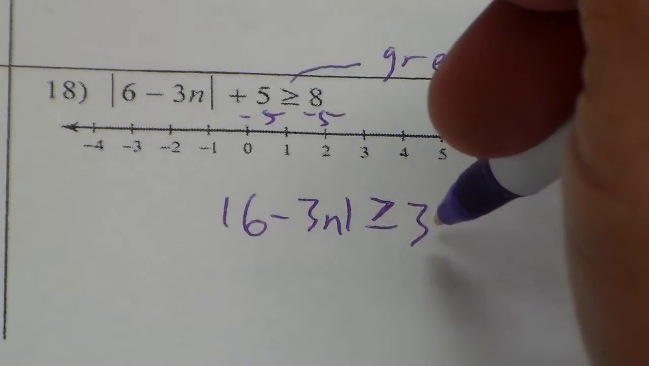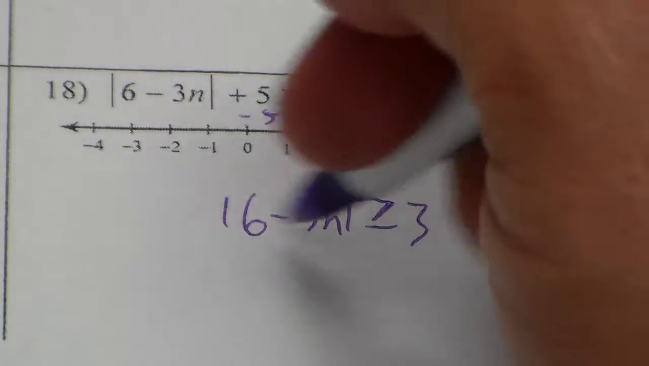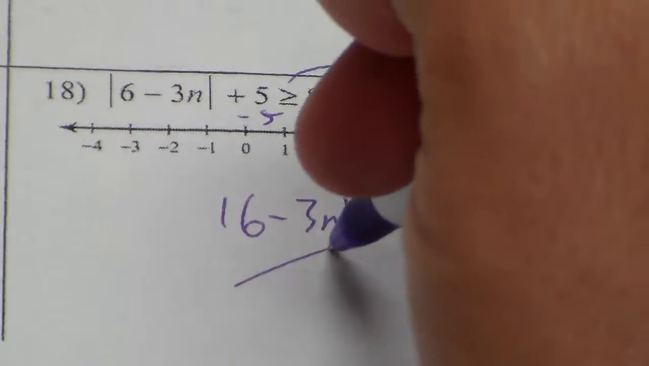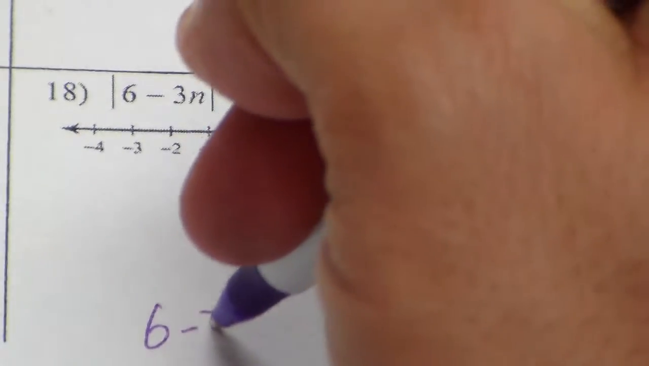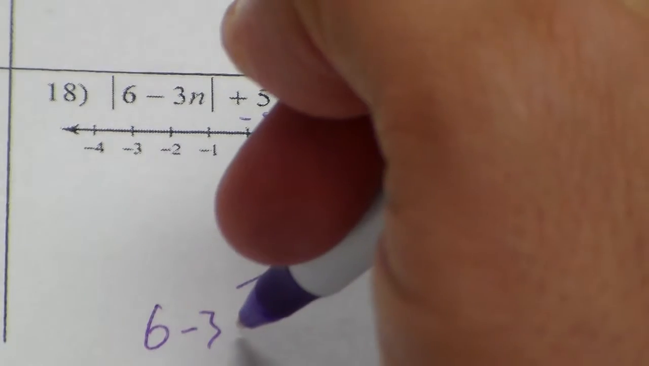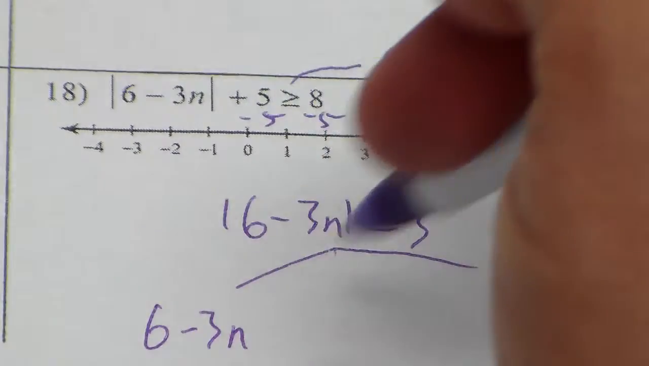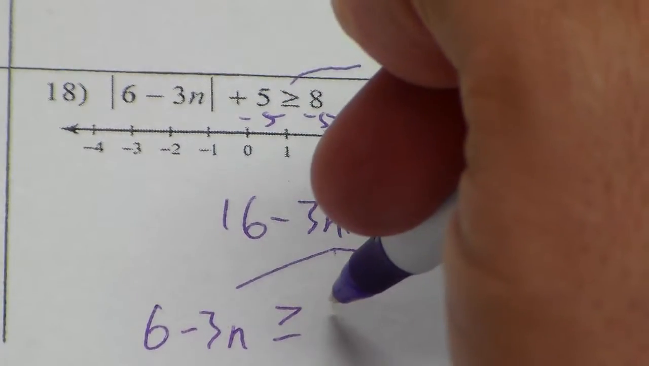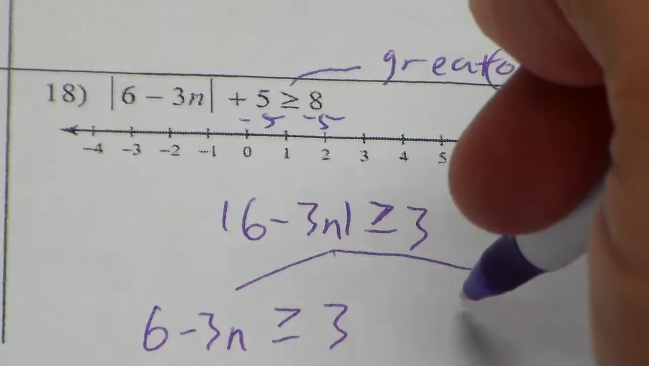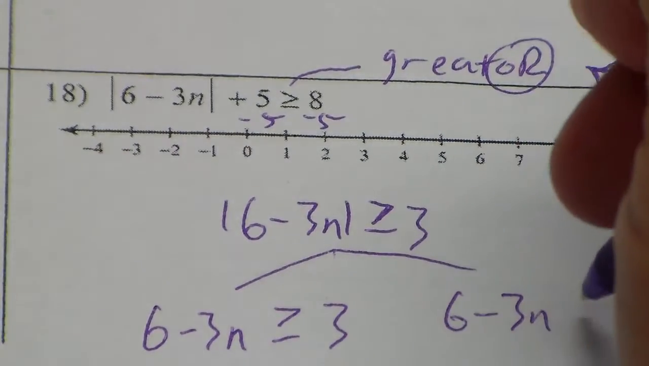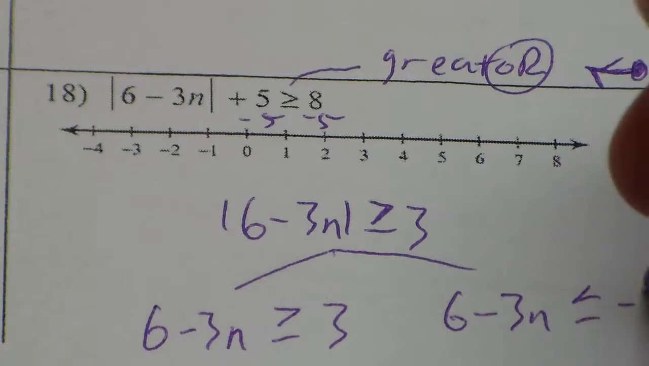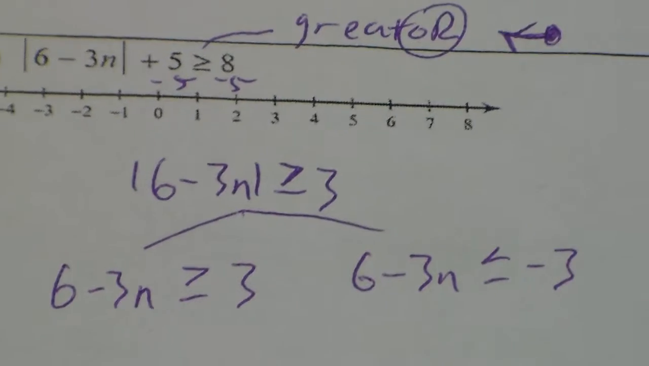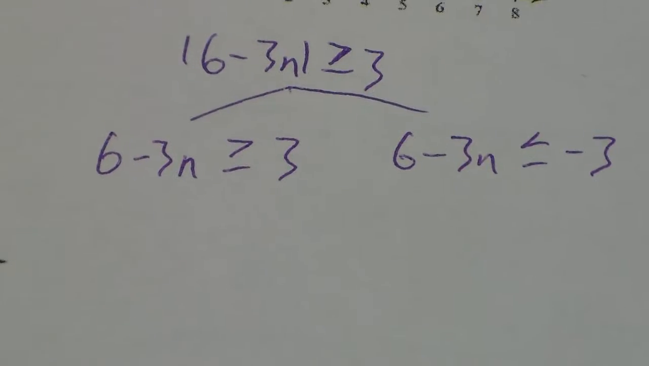So let's go ahead and try it now. So we minus 5 to the other side and isolated the absolute value. Now we're going to drop the absolute value and do two separate equations, like regular absolute value. So 6 minus 3n is greater than or equal to 3. And then we also have 6 minus 3n is less than or equal to negative 3. Remember that? Separated into two separate things going on there.